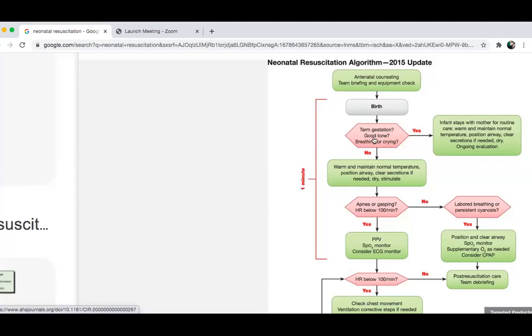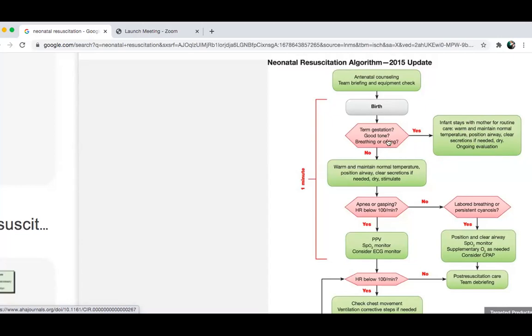So first comes, if tone, gestation, breathing, crying, everything is good, then what are we going to do? Infant stays with the mother for routine care, warm and maintain normal temperature. So if somebody is coming with a good APGAR score, what are you going to do? This is what you have to write down. In the CDM, in the MCQs, if they give you this, you have to write down these multiple steps. What is that? Warm and maintain normal temperature, position airway, clear secretions if needed, and dry, ongoing evaluation. So this is for the normal APGAR score, more like 9 or above.